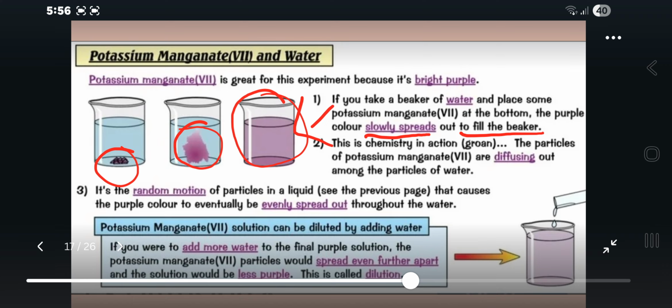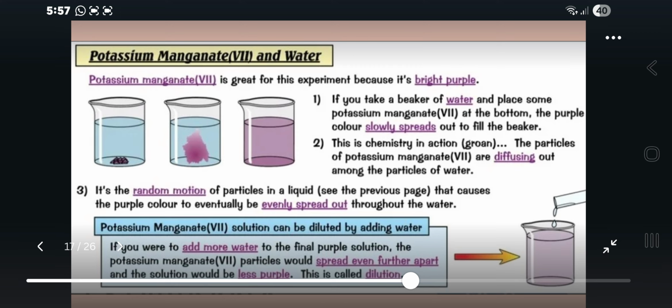Here is a basic point for you all. See over here, the potassium permanganate particles would spread out further apart and the solution would be less purple. This is called dilution. Diluted or dilution, whatever you like to say. So they are just trying to say how this dilution occurs, what causes it, and what we basically call it. Understood? The students understood?